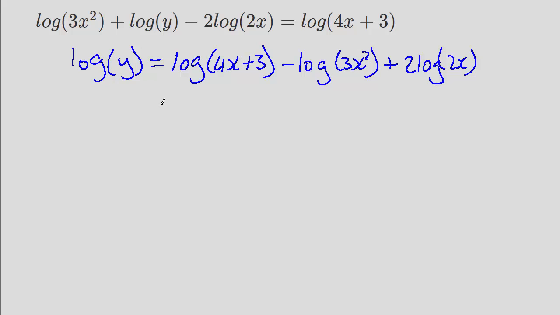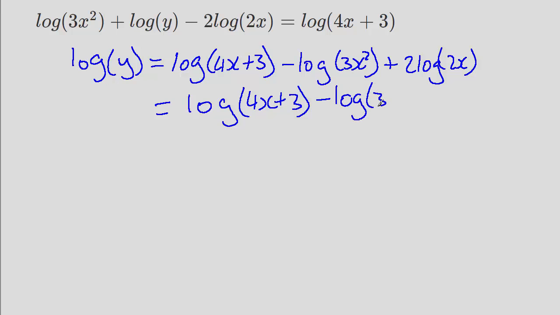Right, now we need to do a little bit of simplification. So that is equal to log 4x plus 3 minus log 3x squared. Now I'm going to take the 2 and square the contents of the bracket, so that's going to be log 4x squared.